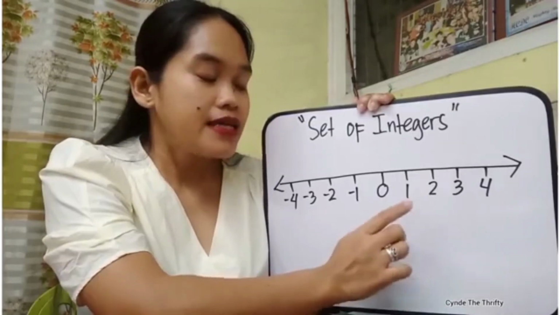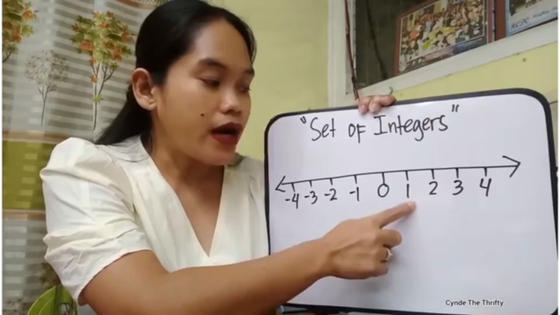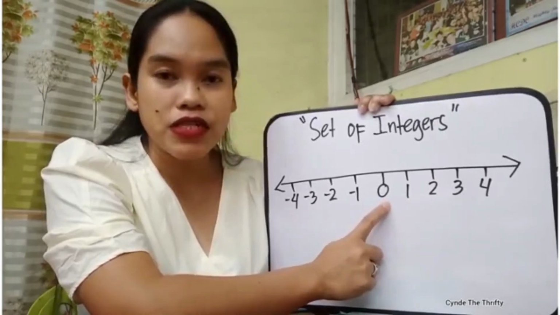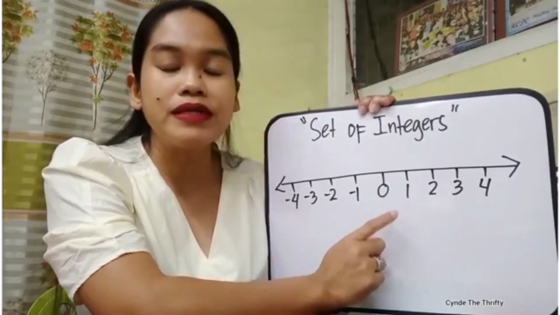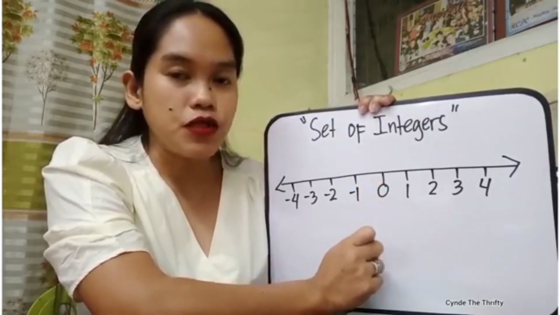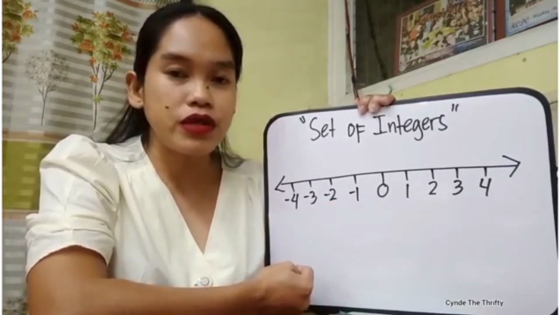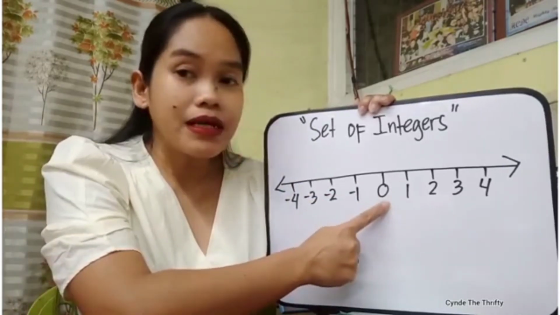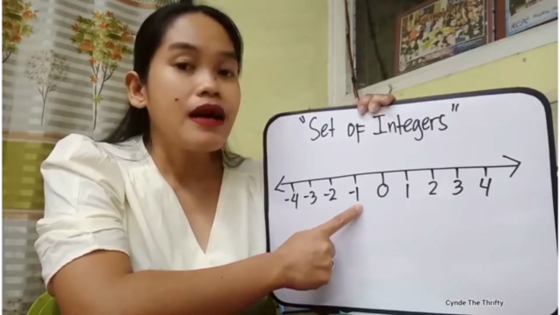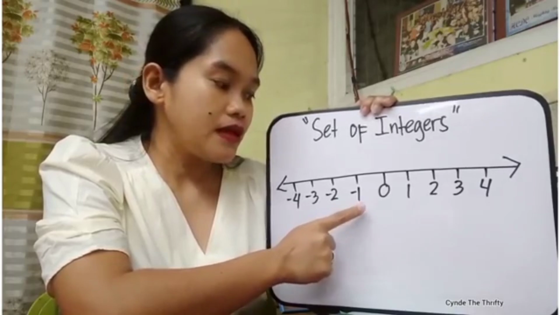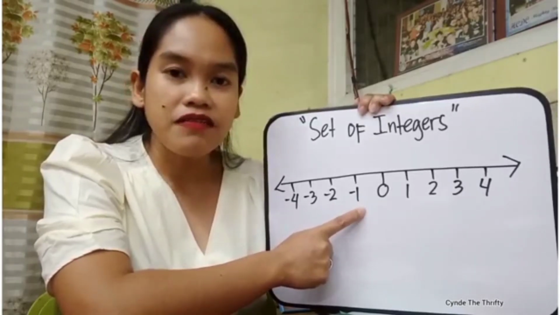Tandaan natin na the closest positive number to 0 has lesser value. For example, saan yung pinakamalapit na number kay 0 or positive integers? Si 1 yung pinakamalapit na positive integer kay 0. Ibig sabihin, si 1 ang may pinakamaliit na value when we are speaking about positive integers. While sa left side naman, ang pinakamalapit na negative number kay 0, which is negative 1, siya yung may pinakamalaking value sa lahat ng negative integers.